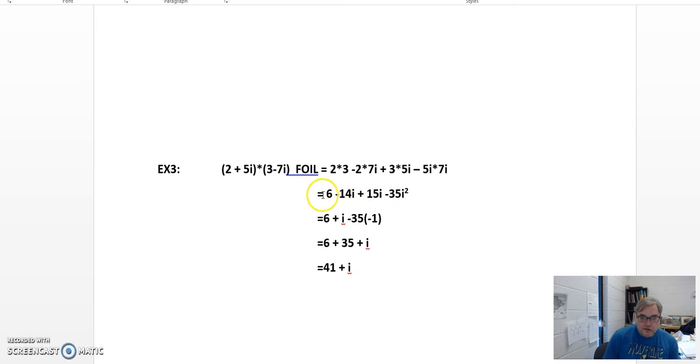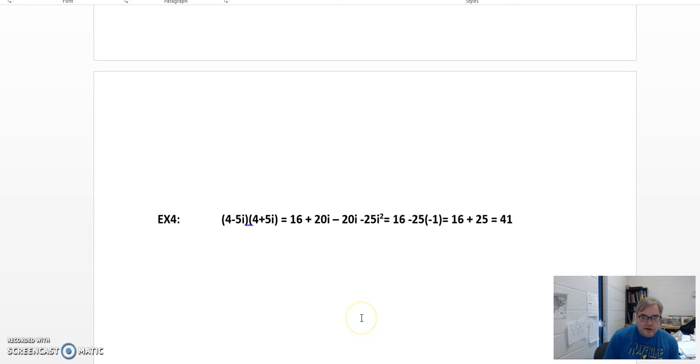Combine your like terms. So I have a 6. Negative 14 plus 15 is 1i. And this i squared is going to turn into negative 1. So eventually it turns into a positive 35. 35 plus 6 is 41 plus i. So that is your complex number.